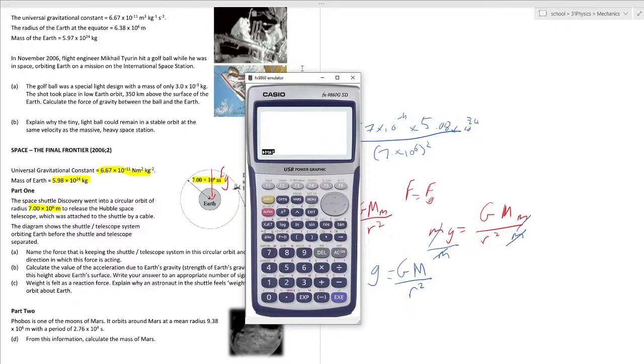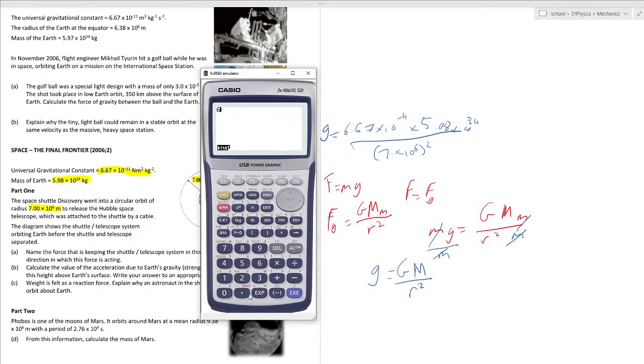6.67 times 10 to the negative 11 multiplied by 5.98 times 10 to the 24, divided by 7.7 times 10 to the 6 squared. And that's going to give me 6.91.